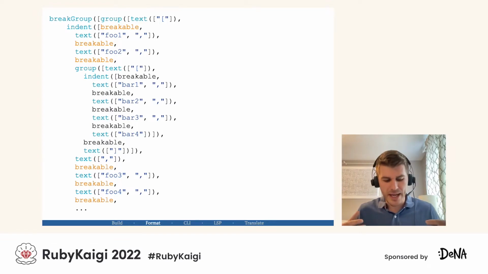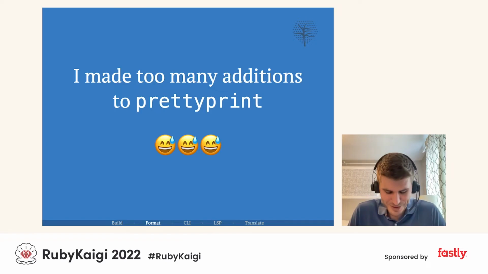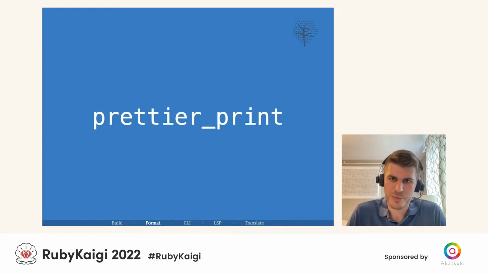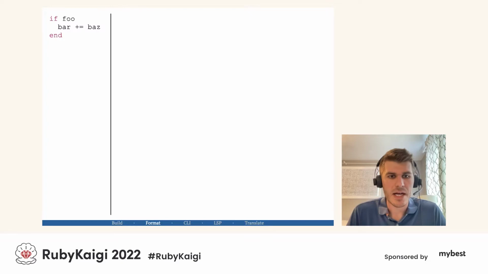So when I built this formatter, I added a whole bunch of functionality to the pretty print gem, and it wasn't the best use of open source culture, I suppose, and I ended up making too many additions to pretty print, unfortunately. It was very hard to see the difference because I had added so many different features, and it was hard to use. So instead of Pretty Print, I actually just ended up publishing a new gem called Prettier Print. Prettier Print is actually a drop-in replacement for Pretty Print. You can use it in the exact same way. It just has all of that additional functionality, and hopefully one day I'll upstream it again.